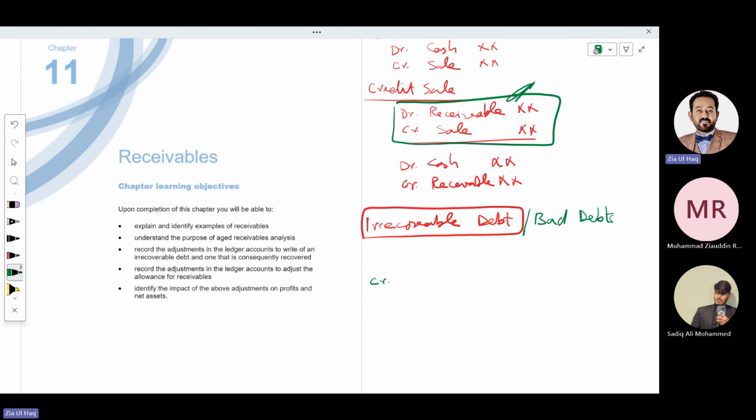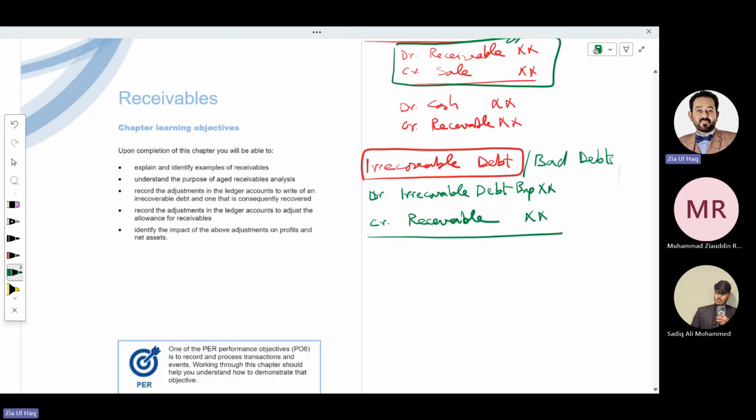So we credit the receivable, and the debit will be the irrecoverable debt expense. The money receivable will not be received, so we need to eliminate, we need to reduce that receivable.